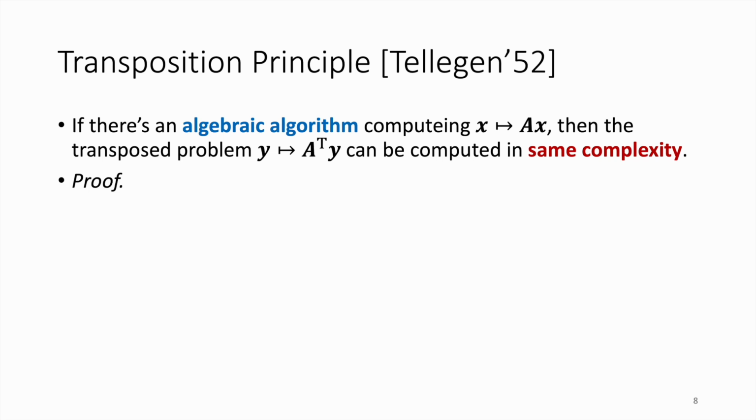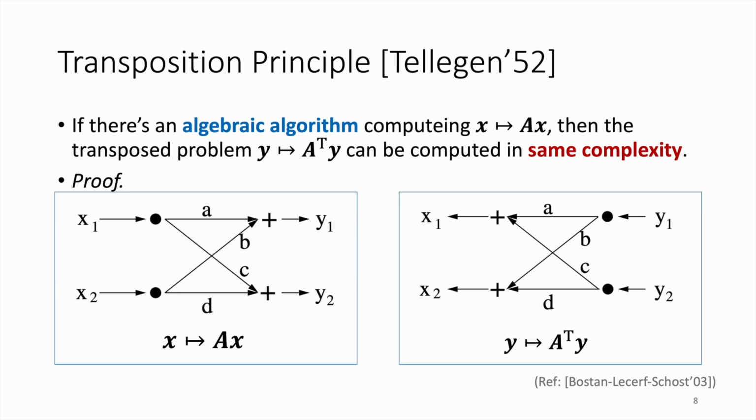Okay, so actually this principle has a very simple proof. It really depends on the fact that your algorithm is algebraic. So you can write your algorithm as a circuit. The input gates are x and the output gates we call y. And there are some numbers written on each wire. Your algebraic algorithm can always be represented in this way, such that each gate is a linear combination of its input gates.